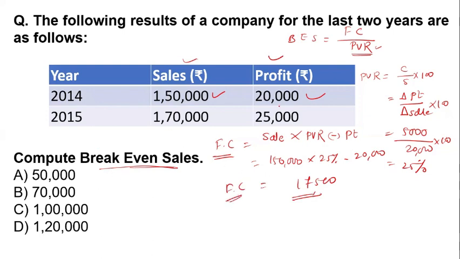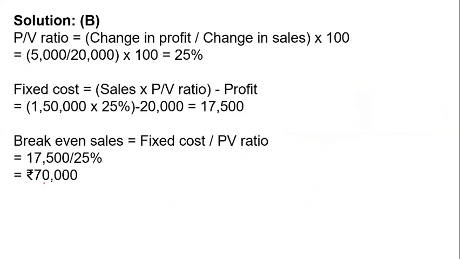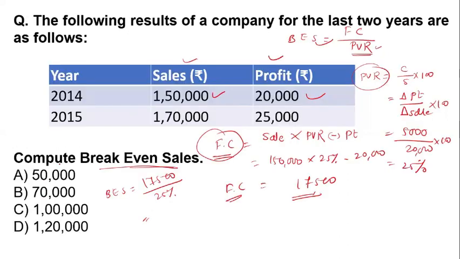Now we have a fixed cost and we have a PV ratio. Can we calculate the break-even sale? Yes, ma'am. So the break-even sale is equal to fixed cost 17,500 divided by PV ratio 25%. When we calculate it, that is 70,000. Yes, 70,000 is our right answer for this question. So option B is the right answer.